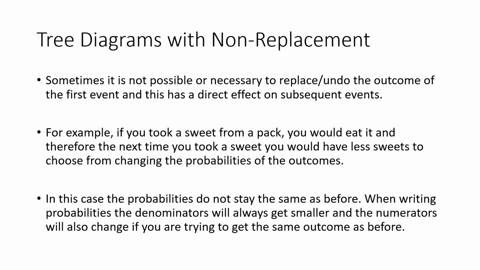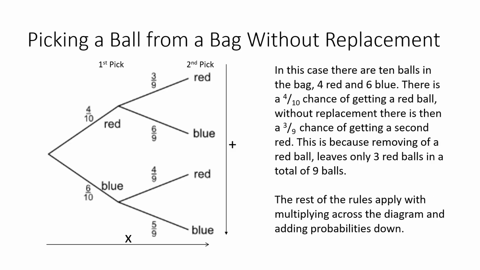So normally when you're doing non-replacement, the denominator will always decrease by 1, because if you take one thing out and don't replace it, your denominator, what you're choosing from, will always go down. Now, only some of the numerators will go down, some will not change when you do this, but the denominator will always get 1 smaller at least when you are doing non-replacement tree diagrams.